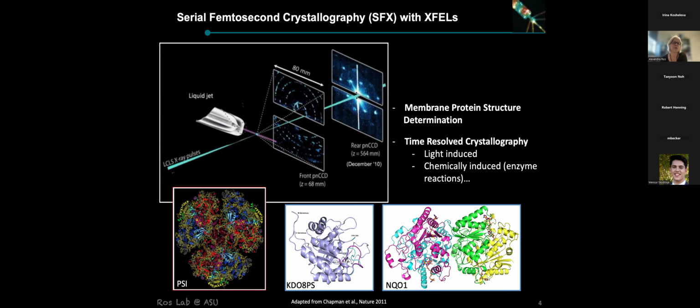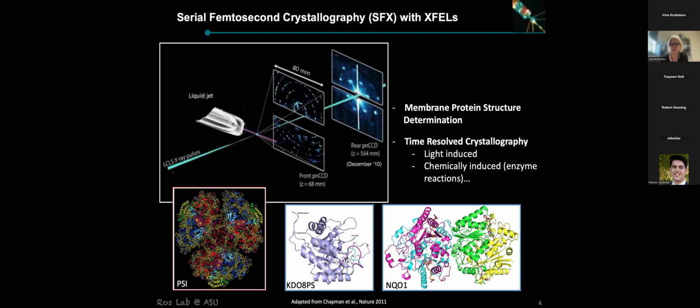So basically, we use a nozzle that jets a thin jet of the crystal suspension into the path of an X-ray beam. And then if the crystal happens to be in the interaction region, it's hit by the XFEL pulse and then provides a diffraction pattern. And this method has been very successfully used to determine structures of membrane proteins, and it has also been used in time-resolved crystallography, both light-induced and chemically induced for enzyme reactions, for example.